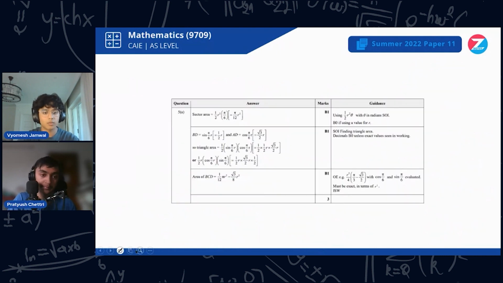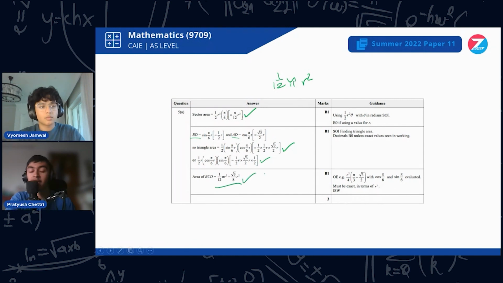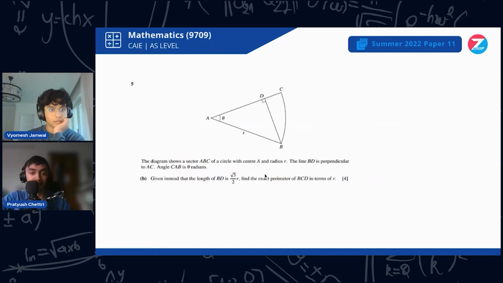If you look at that, first we got the sector area, 1 over 12 pi r square. And then we got the BD length or AD, whatever. We found the triangle area, which simplified out to that. And we subtracted the two. Final, correct answer. Okay, Vyomesh, please help us here.